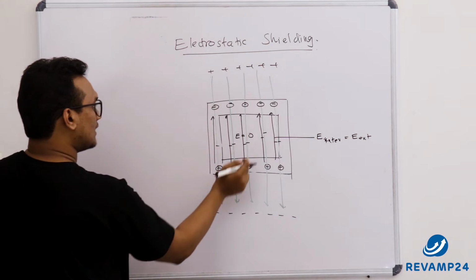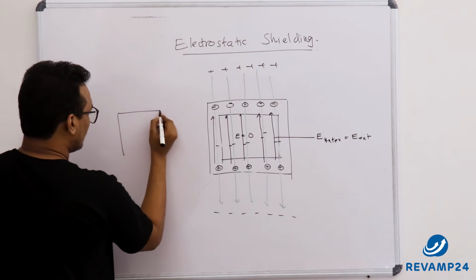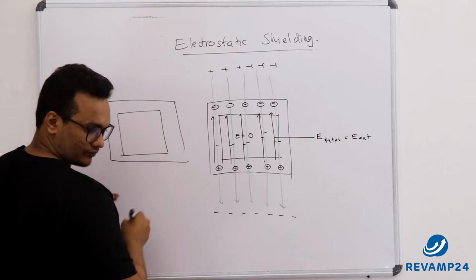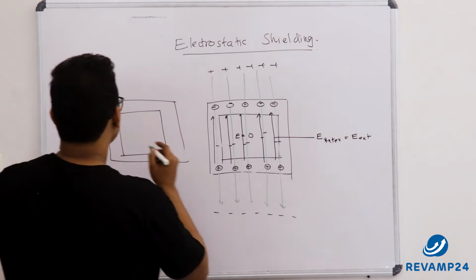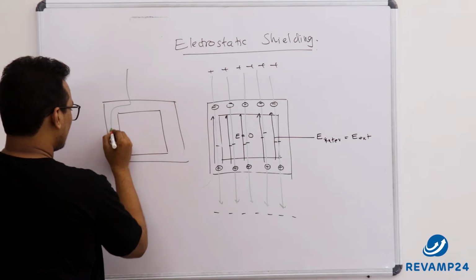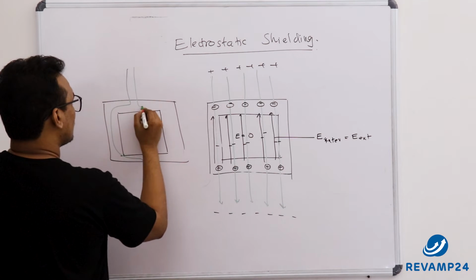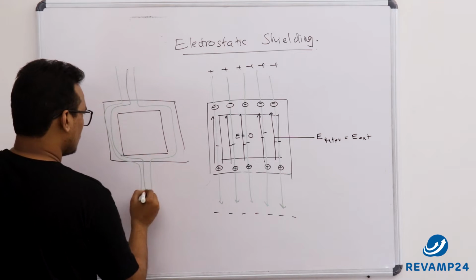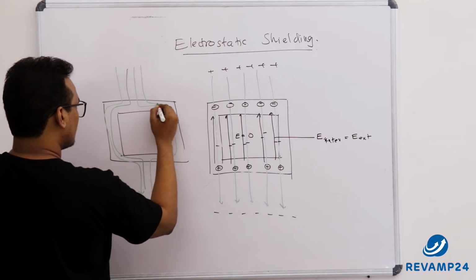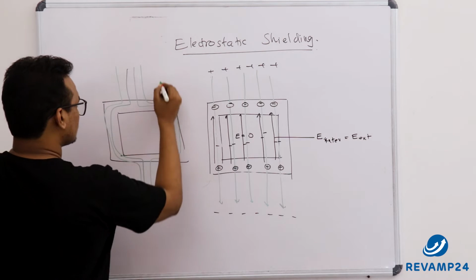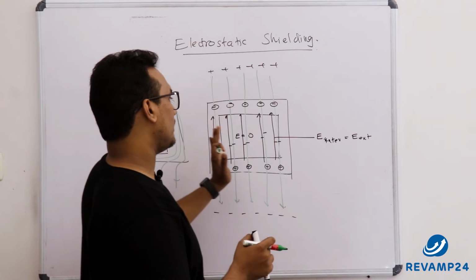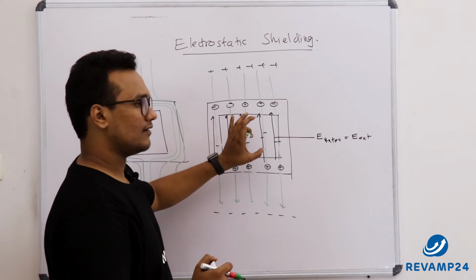So how will the field lines now pass? The field lines will pass in this way. See, field lines cannot pass through the cavity inside, and this is the reason for it. So always the electric field inside will be 0.